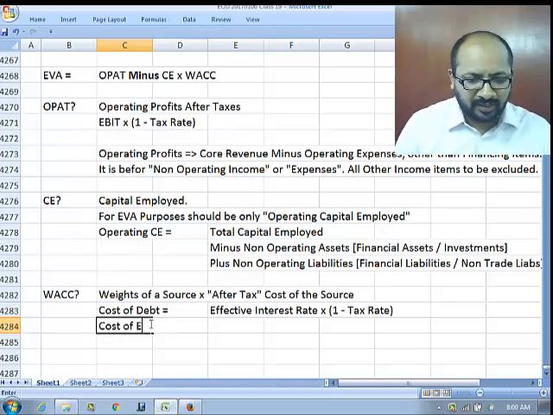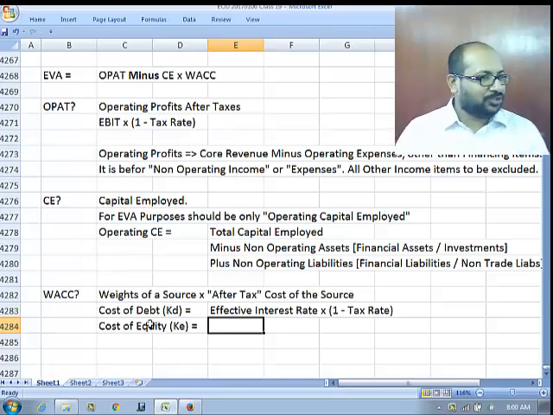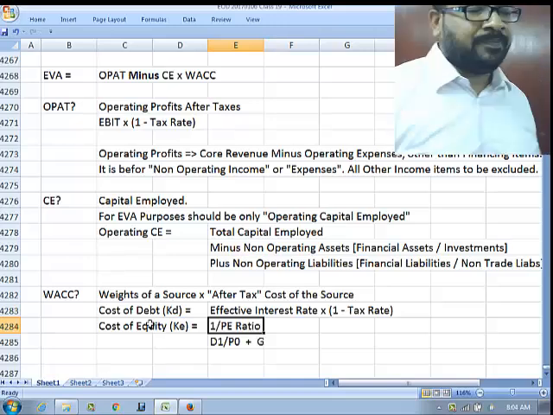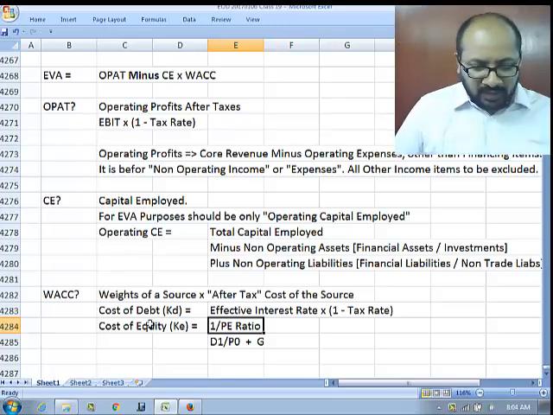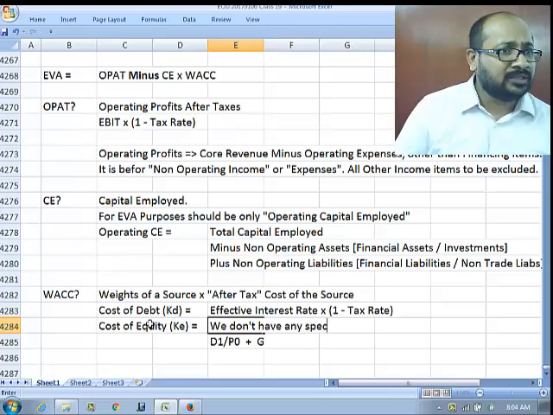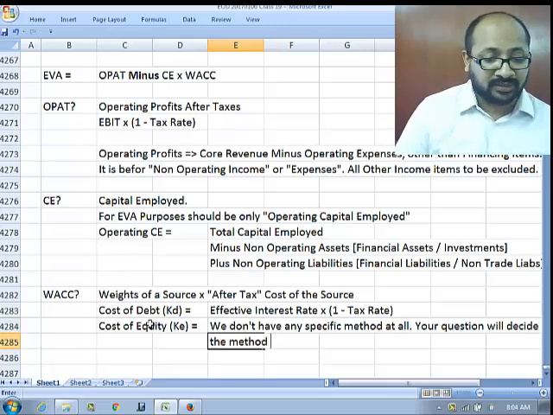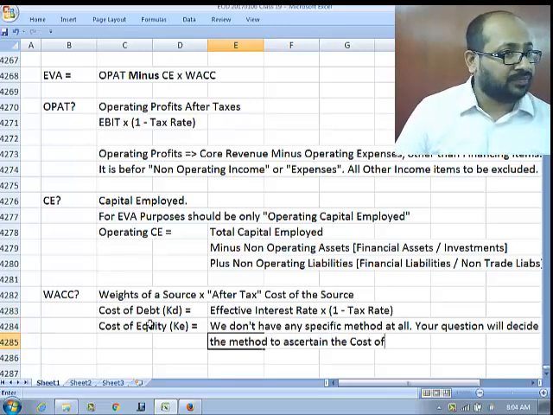What is cost of equity? 1 by P ratio. Sure. On a more serious note, the simple answer for cost of equity is that we don't have any specific method at all. Your question will decide the method to ascertain the cost of equity.